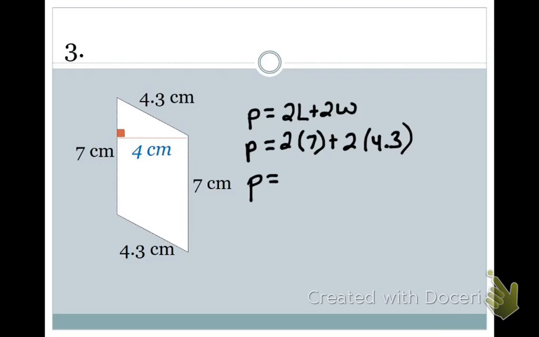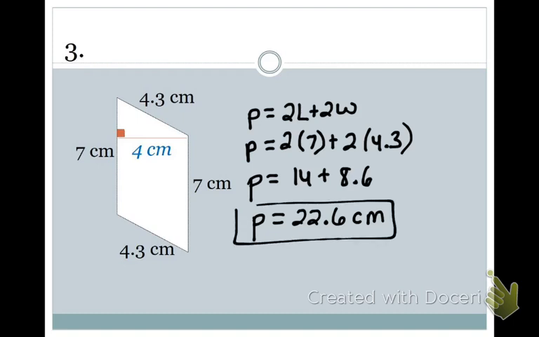First one, 2 times 7, 14, plus, what's 2 times 4.3? 8.6, okay? Final one, you're finding the perimeter for me, 14 plus 8.6. 22.6, and what are my units? Centimeters. Should I square them? You do not need to square them because it's the perimeter. Remember, the perimeter is just finding the length of the outside all added up together, okay?